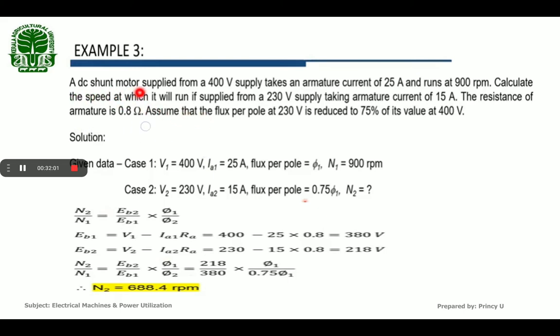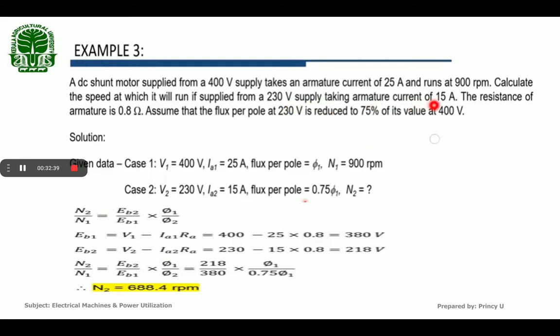Next question. A DC shunt motor supplied from a 400 volt supply takes an armature current of 25 ampere and runs at 900 rpm. So at case 1, the voltage is 400 volt and the current is 25 ampere. Calculate the speed at which it will run if supplied from 230 volt, that is, if we change the supply from 400 volt to 230 volt.